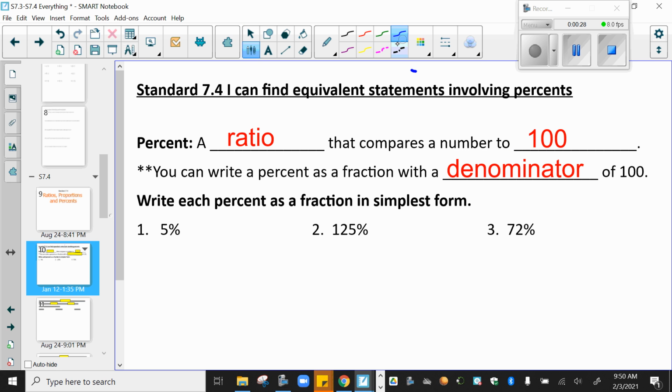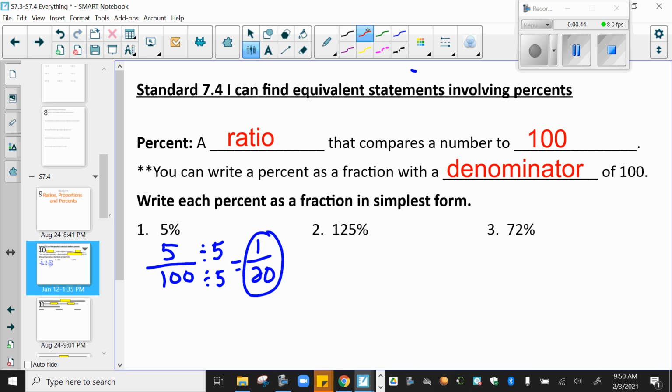Let's go back to blue. So we're going to state here's 5%. We're going to write it over 100. 5 over 100. Simplest form says we divide them both by 5. It's going to give us 1/20th.